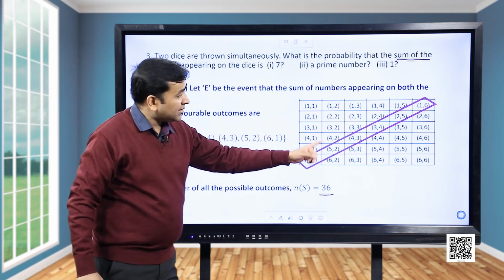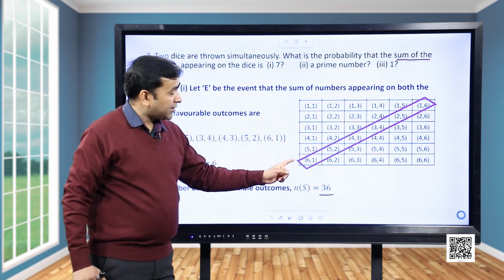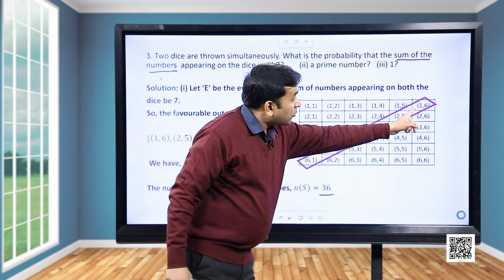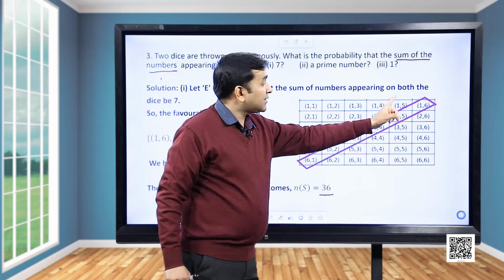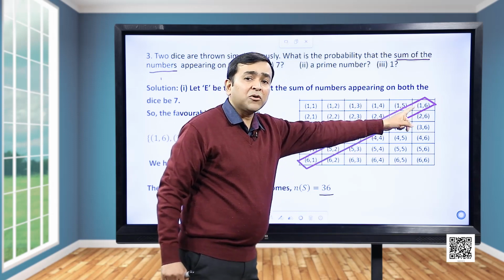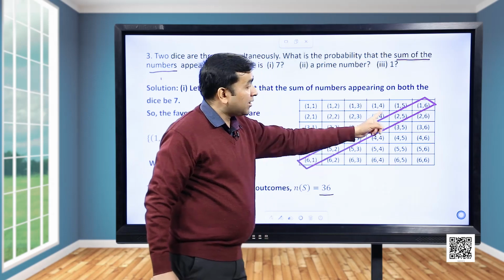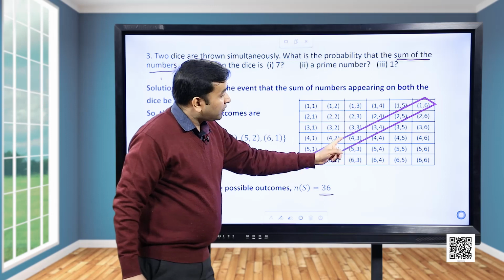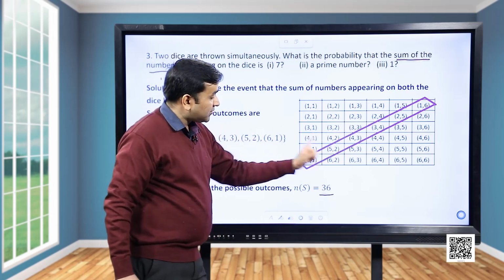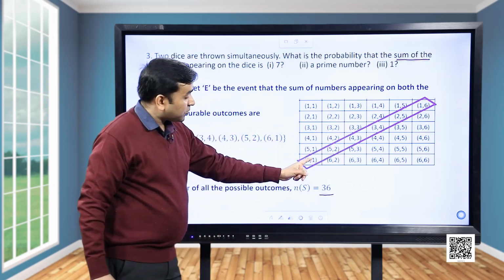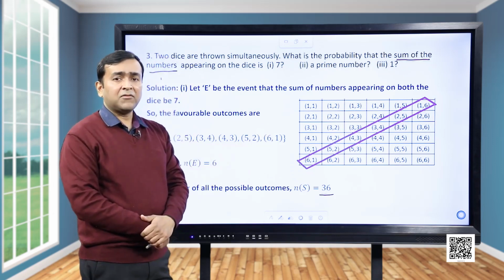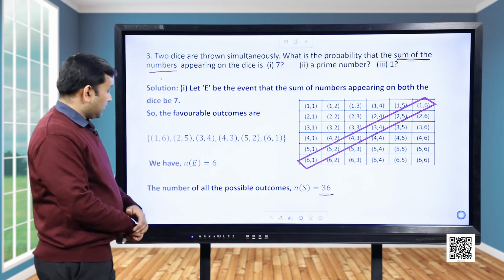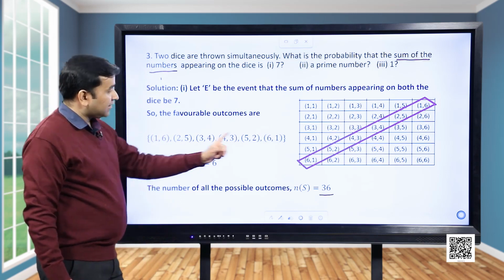In this sample space, in this table, I have highlighted the sum of numbers for your understanding. For example, if 1 appears on first dice and 6 appears on second dice, what is the sum of numbers? It is 7. Similarly, 2 plus 5 is 7, 3 plus 4 is 7, 4 plus 3 is 7, 5 plus 2 is 7, and 6 plus 1 is 7. So these are our favorable outcomes. How many are these? If you count these are 6 in number.